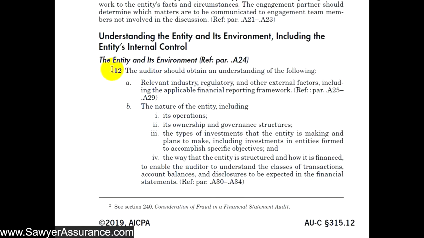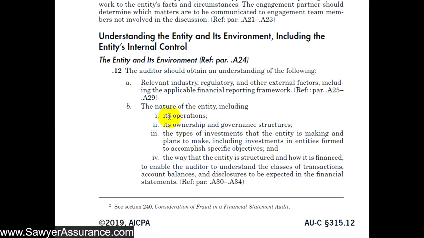And that's in AUC section 315.12b. And we see here that we're required to gain an understanding of the entity's operations, its ownership and governance structures, as well as the types of investments that they make, and the way that they're structured and financed. And so understanding each of these will help us to understand the class of transactions, account balances, and disclosures we might expect to see in the financial statements.